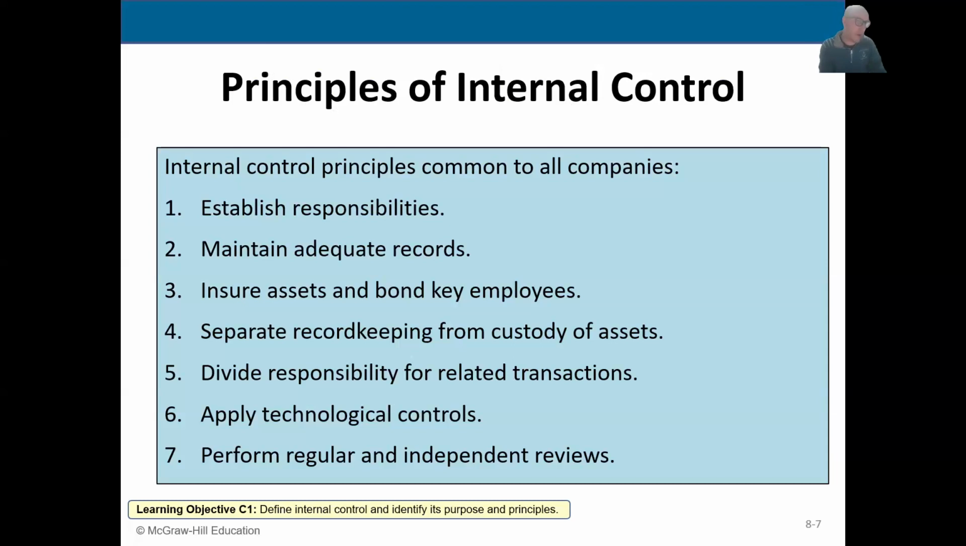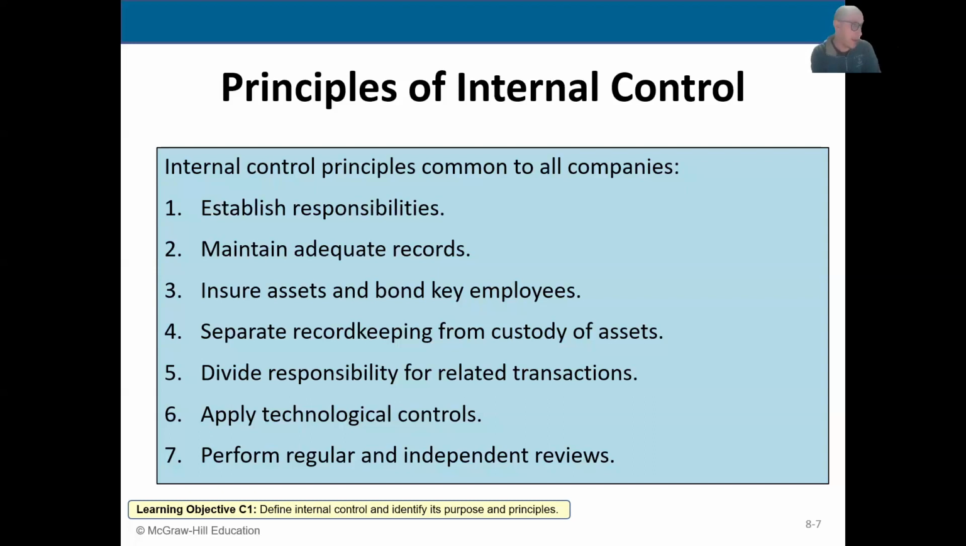In accounting, we've identified 7 principles of internal controls. The idea here is that these principles are foundations for internal control principles for the company. First, of course, is to establish responsibilities of individuals, who's responsible for what. For example, I always separate roles and responsibilities in my company. The people receiving sales from customers, that's not the same people bringing the cash to the bank. Okay? Those are separated roles and responsibilities.